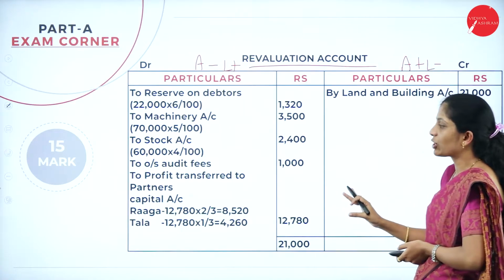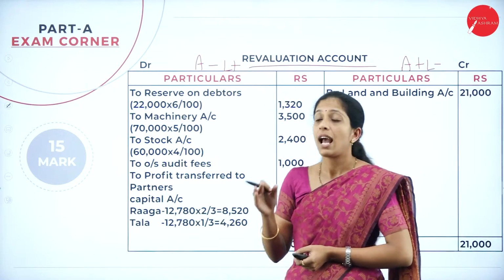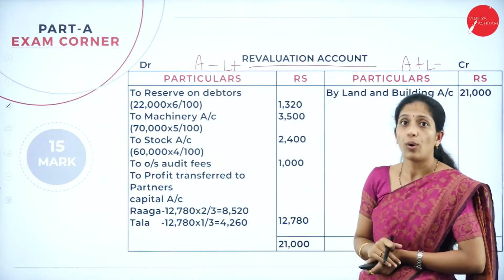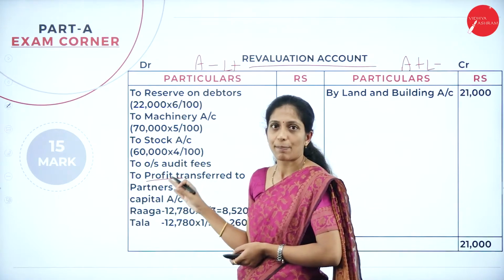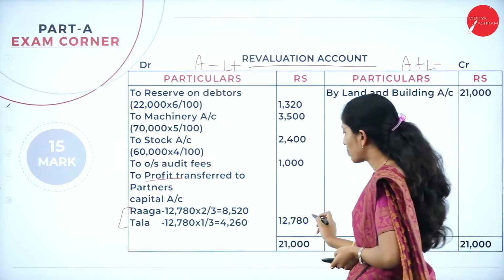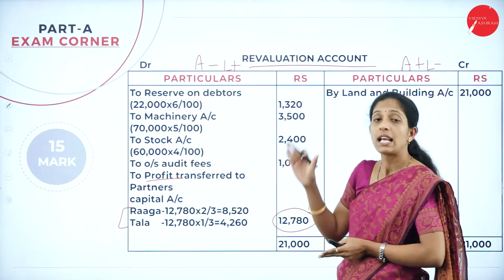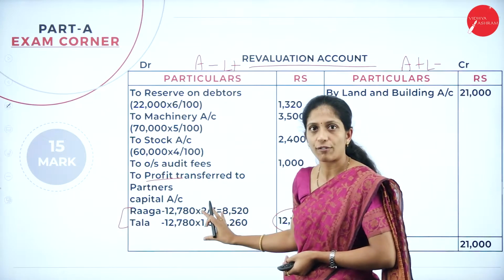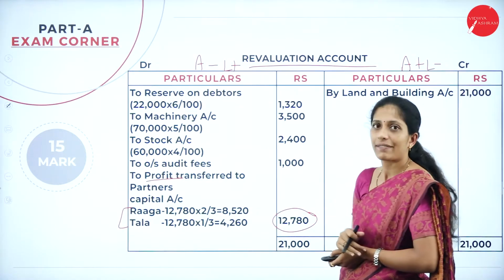After preparing revaluation account, the balancing figure will be either revaluation profit or revaluation loss, and this has to be transferred to old partners in which ratio? In old ratio. So here revaluation profit is a balancing figure and the partners are Raga and Tala, and we are going to distribute this profit. How to identify whether it is profit or loss? If the credit side is more than debit side, it means profit, and we have to distribute this profit to partners capital account in their old ratio. So this is about revaluation account.